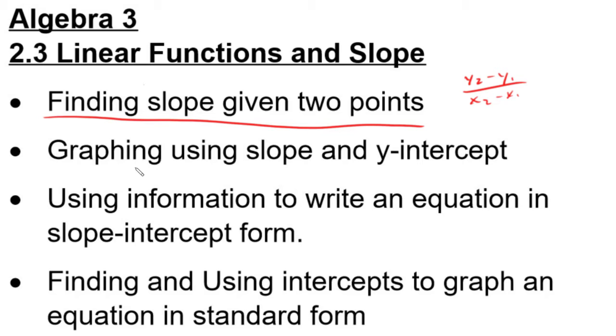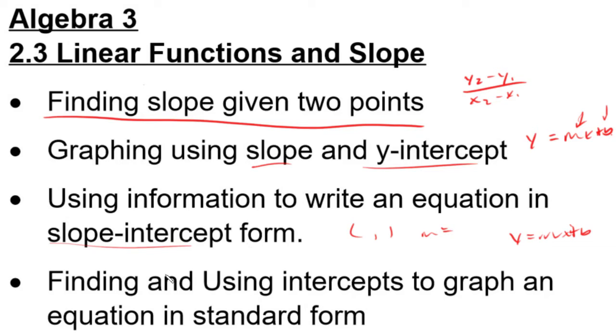So the second is graphing using slope and y-intercept. So that's graphing in slope-intercept form, where m is your slope and b is your y-intercept, and you just plot this and graph the slope based on that. Then use information to write an equation in slope-intercept form. So that could be like given a single point and the slope, and you write an equation in slope-intercept form.